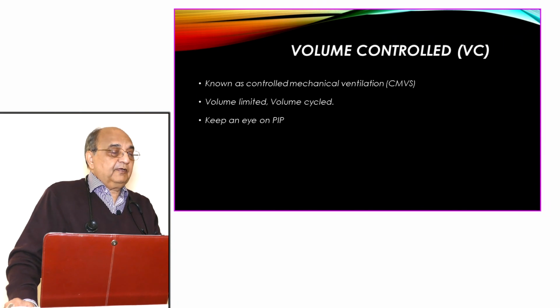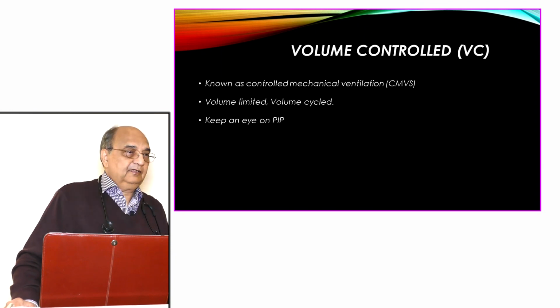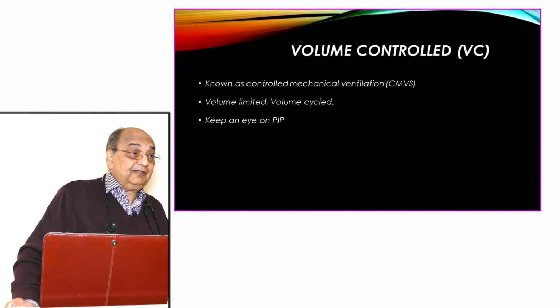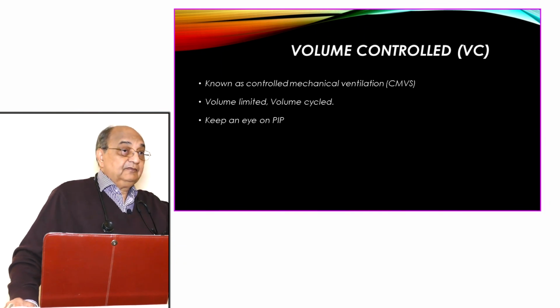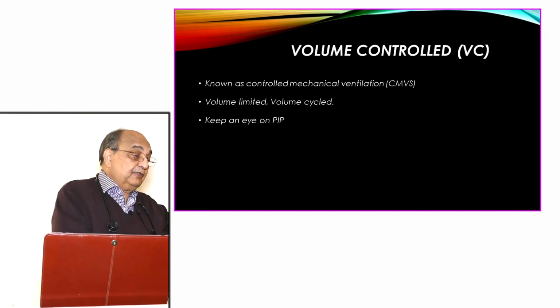For example, you are giving 500 mL of tidal volume, the ventilator will deliver it in the specified time, 500 into the lung. But how much pressure is required for the gases to be pushed into the lung? That is shown on the dial there, or digitally it is displaying what is the pressure to put this volume into the lung. That is called peak inspiratory pressure, PIP. Keep an eye on that.